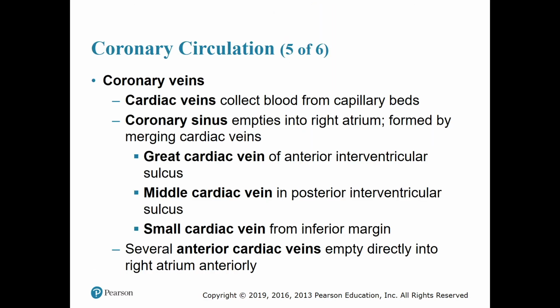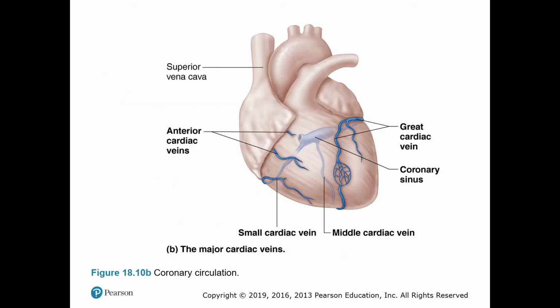Coronary veins collect blood from the capillary beds. The coronary sinus, formed by merging cardiac veins, empties into the right atrium. The great cardiac vein is in the anterior interventricular sulcus, the middle cardiac vein in the posterior interventricular sulcus, and the small cardiac vein from the inferior margin. Several anterior cardiac veins empty directly into the right atrium anteriorly. Figure 18.10b, coronary circulation. You can see the great cardiac vein. You can see the coronary sinus and the anterior cardiac veins and then the small cardiac vein and the middle cardiac vein.